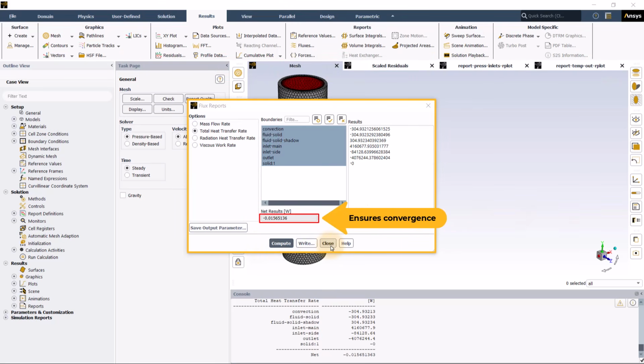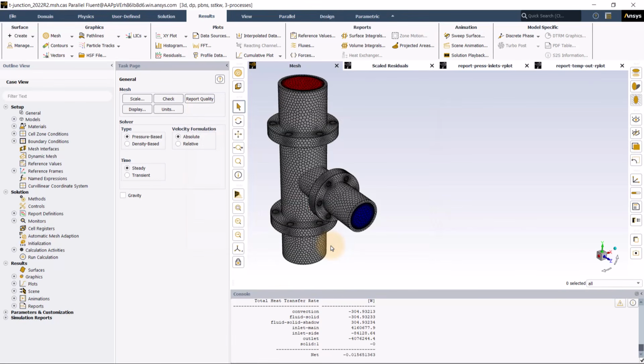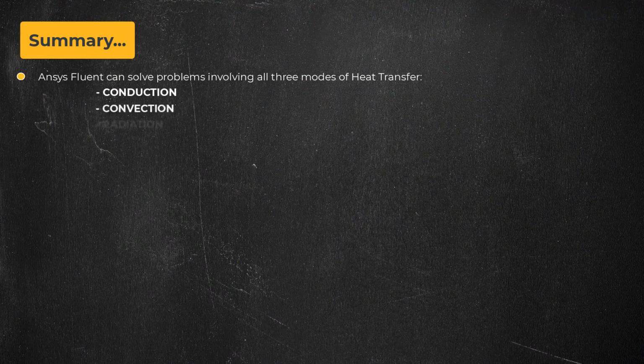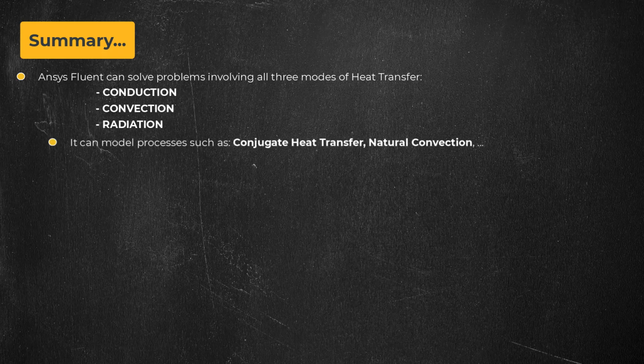There's been a lot of material covered in this video, so before moving on, let's just briefly review what has been covered so far. Fluent can solve problems involving all modes of heat transfer: conduction, convection, and radiation, and it can model processes such as conjugate heat transfer and natural convection.